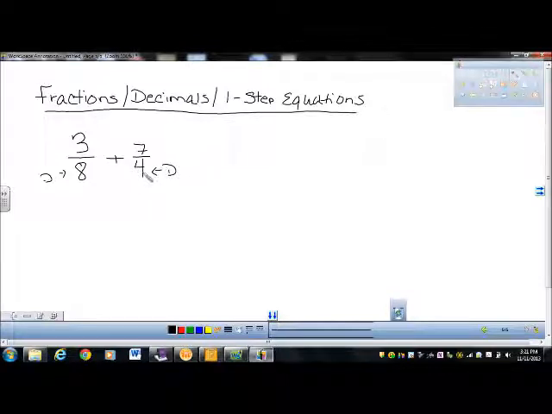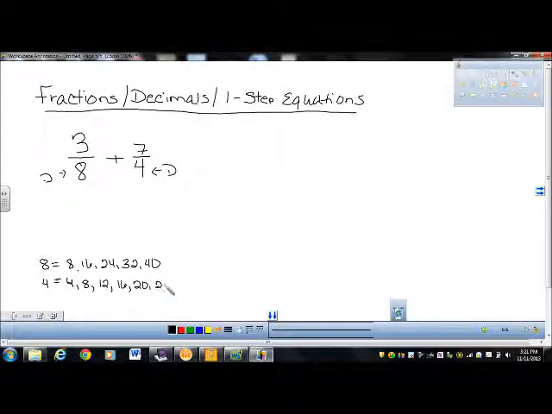So, in order to get the same denominators, we need to find the least common multiple of both the 8 and the 4. An easy way to do this is to just list the multiples of each one. The multiples of 8 are 8, 16, 24, 32, 40, and they can go on forever, but we'll stop there. And for 4, we have 4, 8, 12, 16, 20, 24. Okay. And our least common multiples that match are going to be the 8 and the 8.